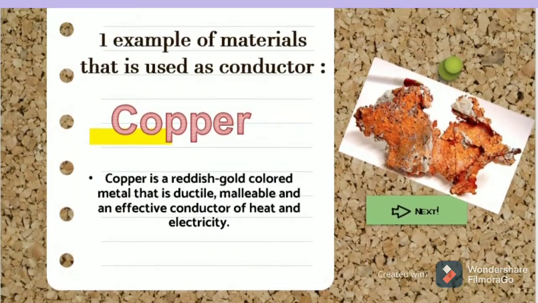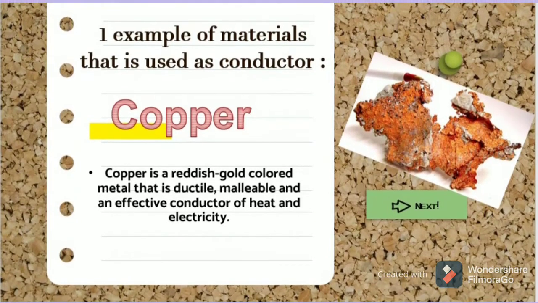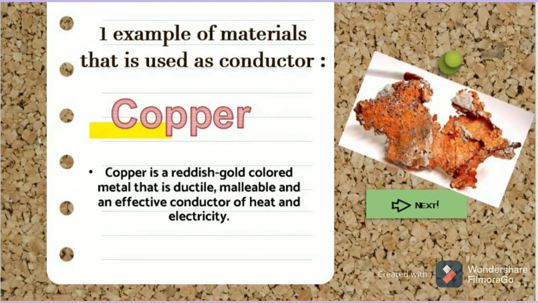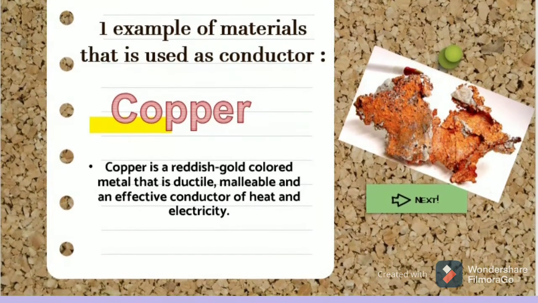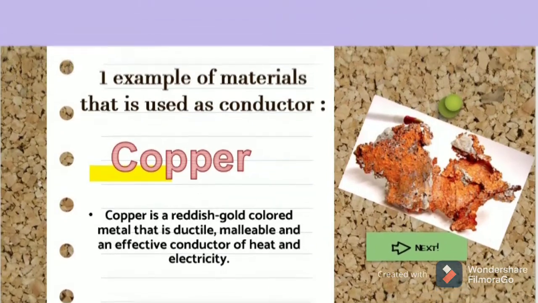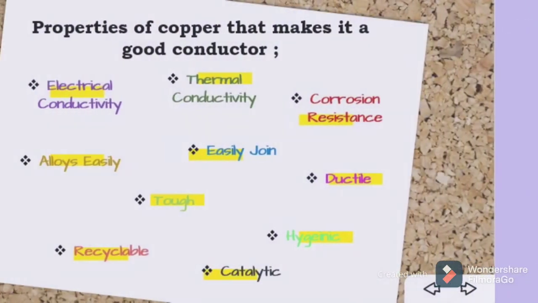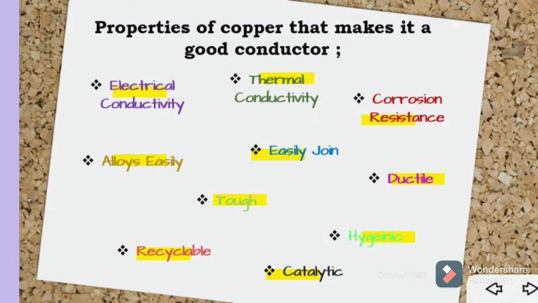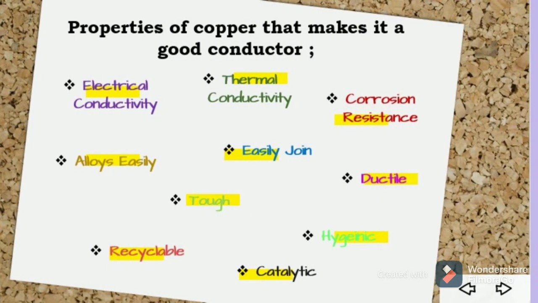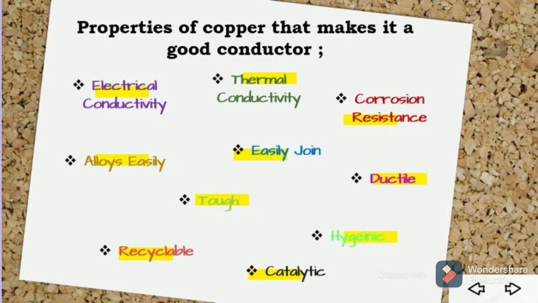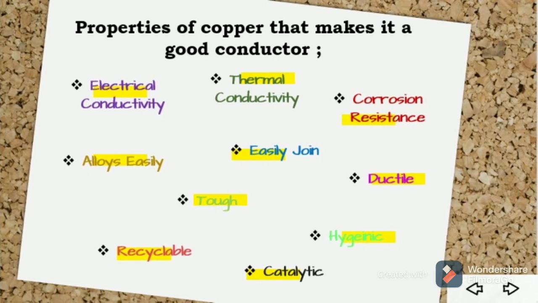One example of a material that is used as a conductor is copper. Copper is a reddish gold-colored metal that is ductile, malleable, and an effective conductor of heat and electricity. Properties of copper that make it a good conductor: the main properties are electrical conductivity and thermal conductivity.